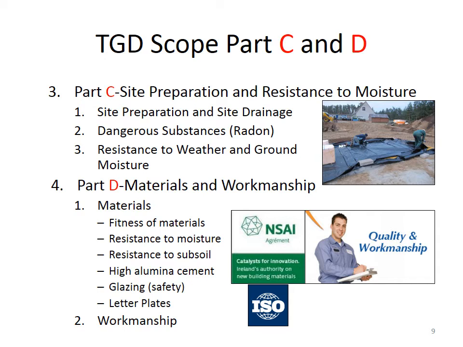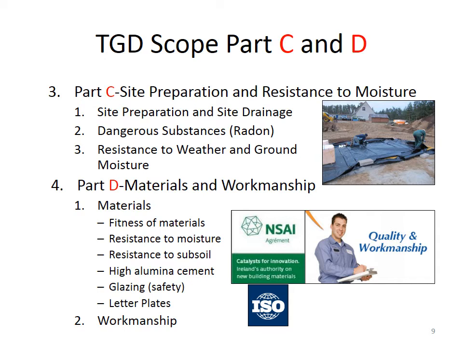Number 2 there, dangerous substances. So this would cover radon, which is a dangerous gas that can be found in the ground that can leak into your building and cause sickness and illness. So there's information, including radon maps for the country, to show which areas of the country have higher concentrations of radon as opposed to others. Number 3 then, resistance to weather and ground moisture, how to prevent that moisture getting into the building.